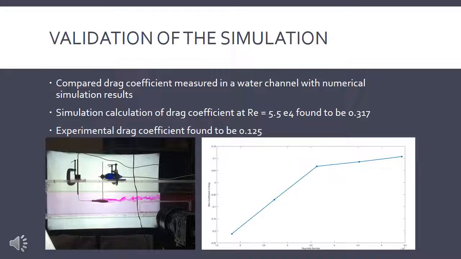To validate our simulation, we compared the results from the lowest velocity simulation to physical results obtained from a water channel. Using the same dimensions and flow speed, the simulation found the drag coefficient to be 0.317. This result is in the same ballpark as the experimental drag coefficient, which was found to be 0.125. The differences could have stemmed from the fact that the device which was measuring drag force in our experiment had difficulties picking up the small drag forces on the Millennium Falcon.